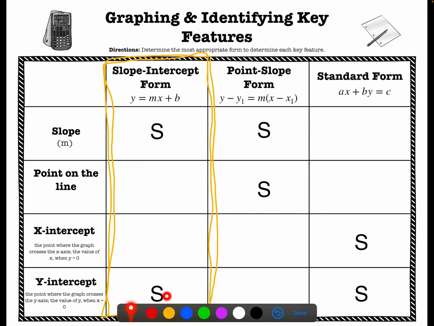Over the next couple of days, we will talk about point-slope form, and that it's easier when we have slope and a point to write things in point-slope form. And for standard form, it's easiest when we have x-intercept and y-intercept. For now, we're going to focus on slope-intercept form.